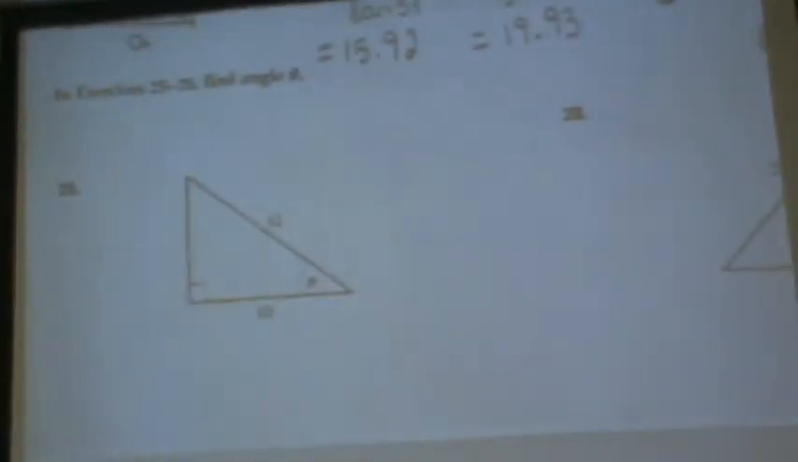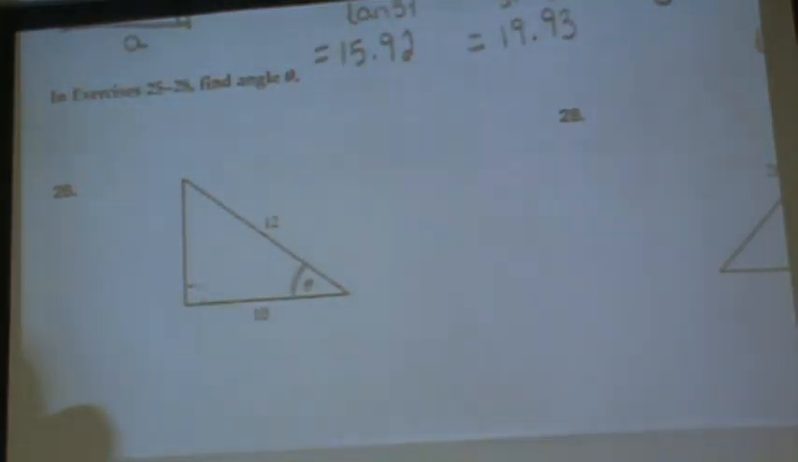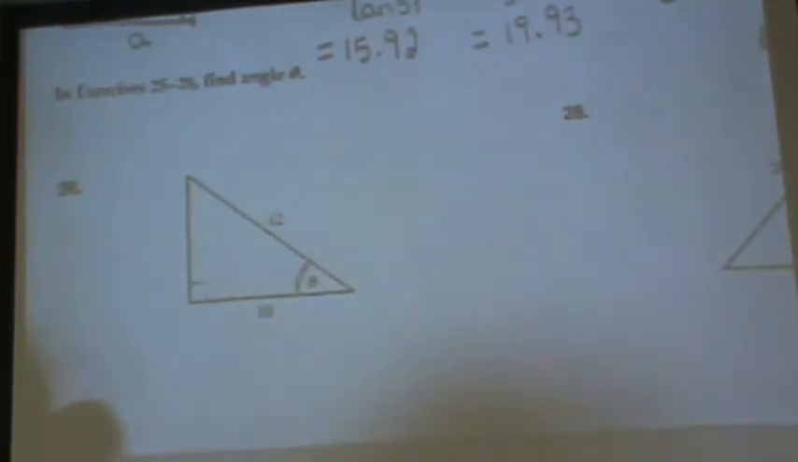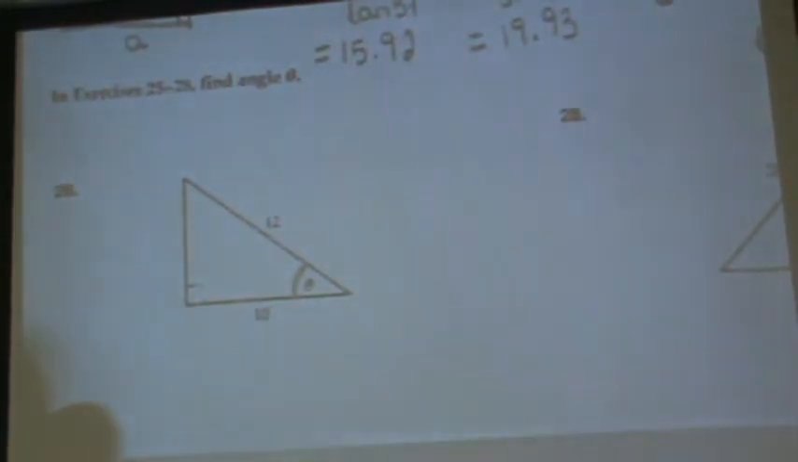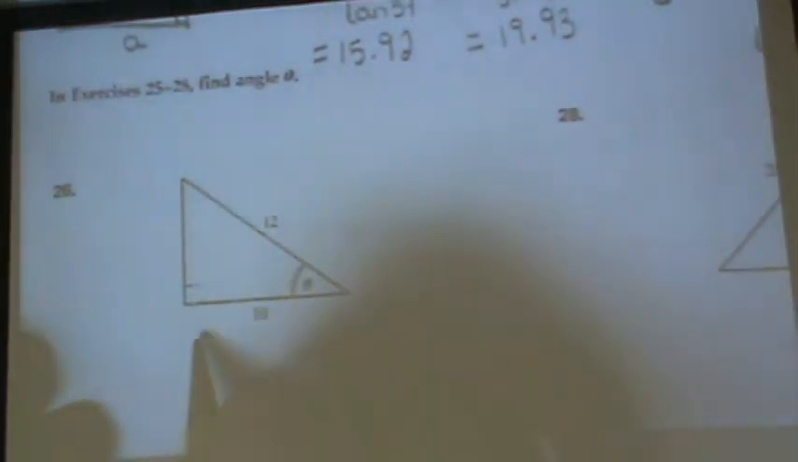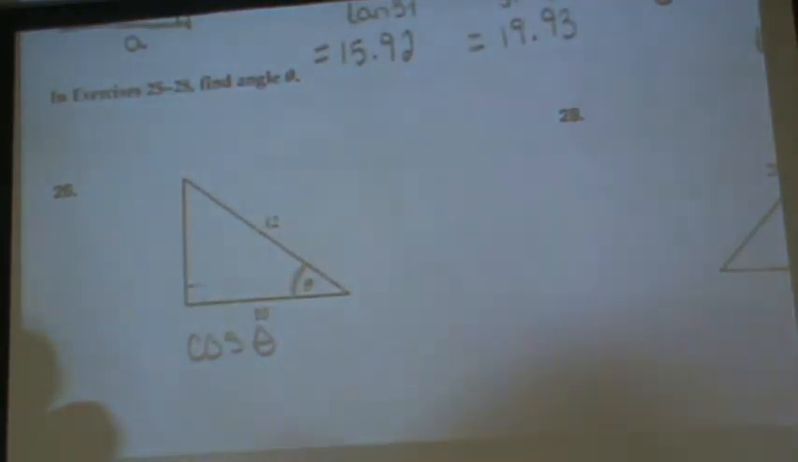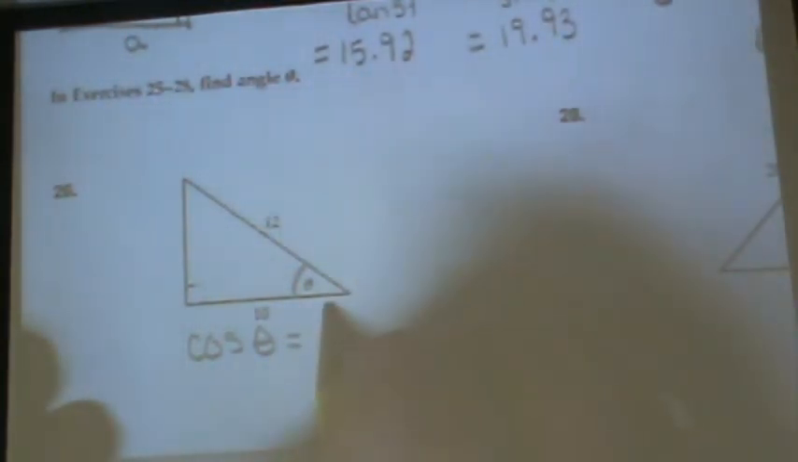And our last two examples, they ask you to find angle theta. So we are given that angle theta is right here, and we're given two sides. So using those two sides, we're going to find angle theta. So we're given the adjacent side and the hypotenuse, which is cosine. So cosine of theta equals 10 over 12.